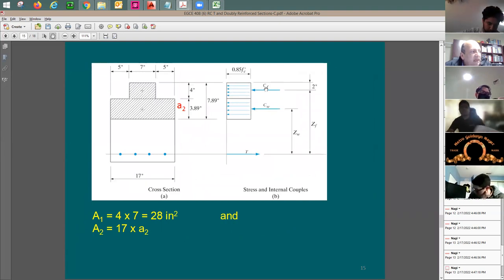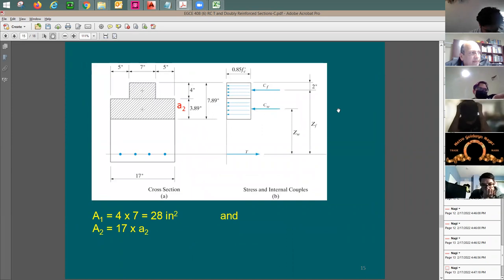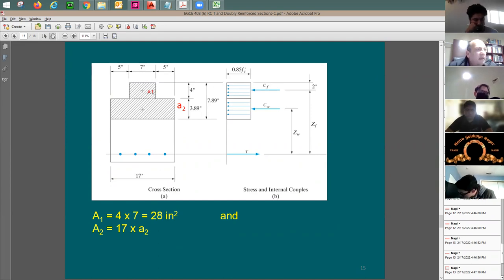Here we go, CF, CW, and look at this. When my analysis here says it's going to be 13.45, I said this is going to be too much. It's going all the way down because it has the assumption that the width is going to be only 7 inches for the concrete. While in the top 4 inches, it's going to be only 7 inches. And once you go down, it's going to be 17. You can see here, CF is going to be based off 7 times 4, 28 square inches. And the second area, if I may call this one here A1, this is going to be here A2, is going to be equal to 17 times A lowercase 2.